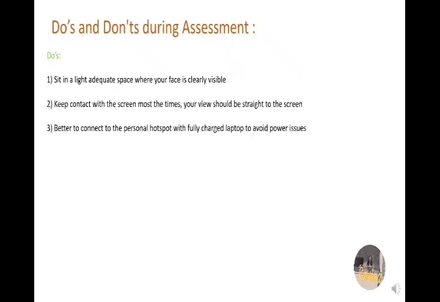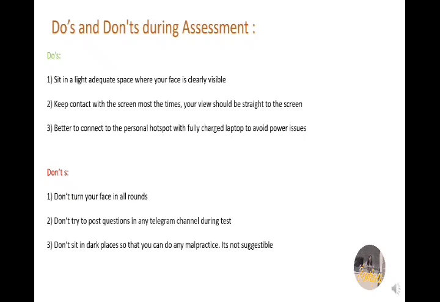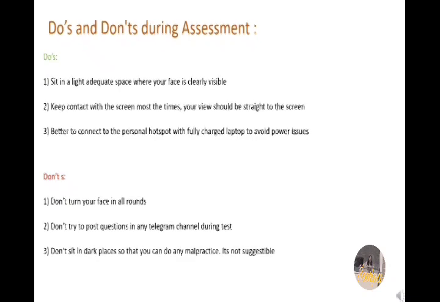Coming to the don'ts, please don't turn your face left, right, left, right. Even if you're not cheating, you may be booked as a cheater. So please don't do those things. Try to avoid it as much as possible. Some people have a habit of turning their face here and there. Please don't do that. The second thing is, please don't try to post any questions in the Telegram channels for answers.